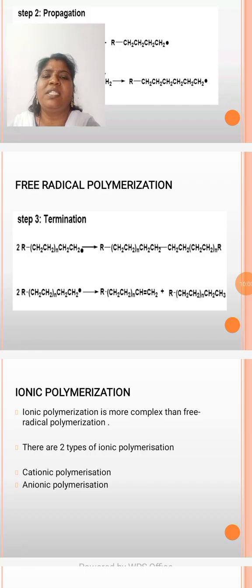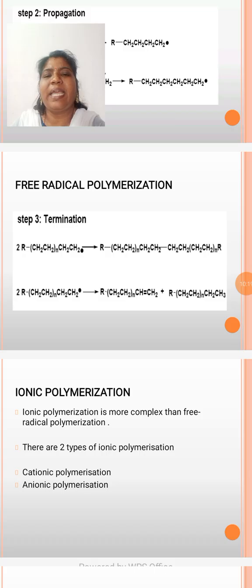In the termination step, what happens now? You will be having propagation step polymers. Two polymer chains we can take in one mechanism. They will couple together to give a product. Both the radicals will be joining together to give a dead polymer. So this process is called a coupling reaction.